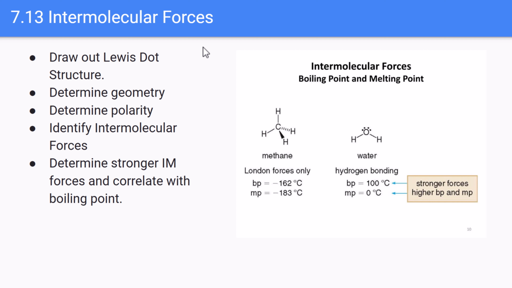So how do we go through and do this? Well, we draw the Lewis dot structure, we determine the geometry, we determine the polarity, and we identify the intermolecular forces. And then determine the stronger IM forces and correlate that with the boiling point.